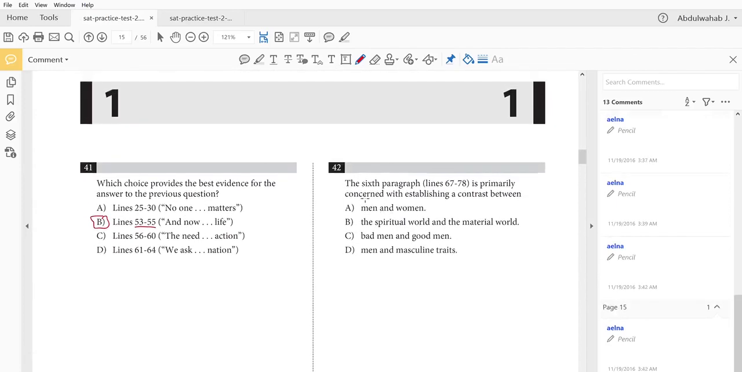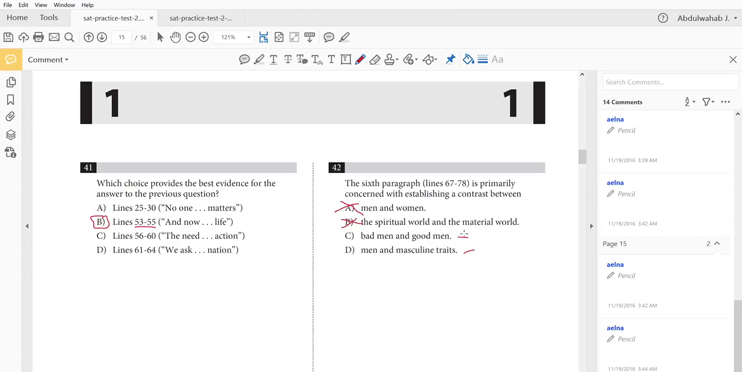So it's not contrasting men and women, of course. There is no contrast between men and women. There is no contrast between the spiritual world and the material world. So we're stuck between bad men and good men and contrasting men with masculine traits. Now, you might be tempted to go for C, which is bad men and good men.